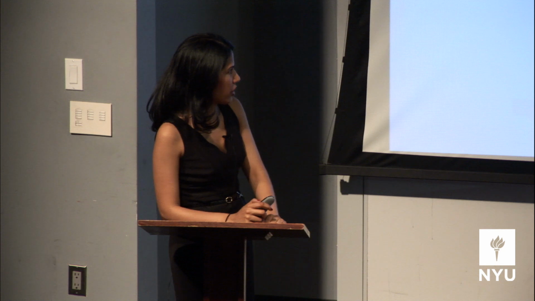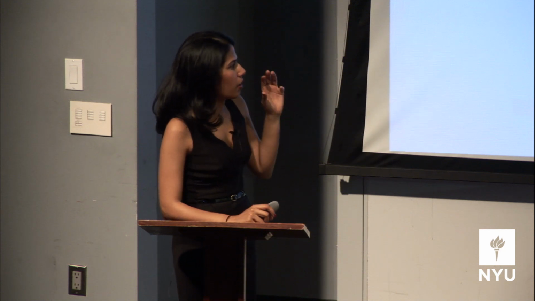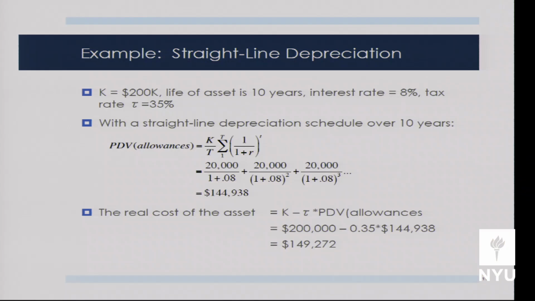No problem. Good question. So the roughly 145,000 is the value of the allowances. That saves the firm 145 times 35% in taxes. And so the $200,000 cost of the item is reduced by that amount. And so the after-tax cost of this item is only $149,000.